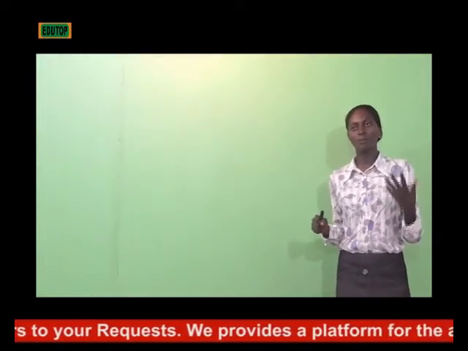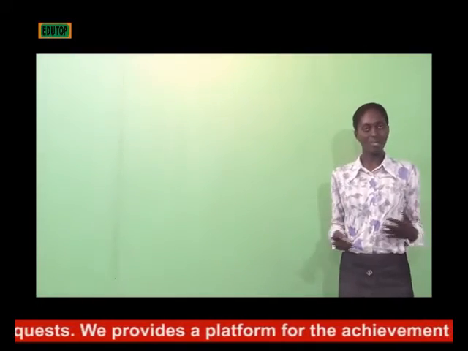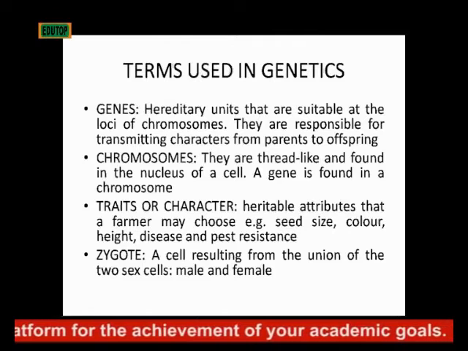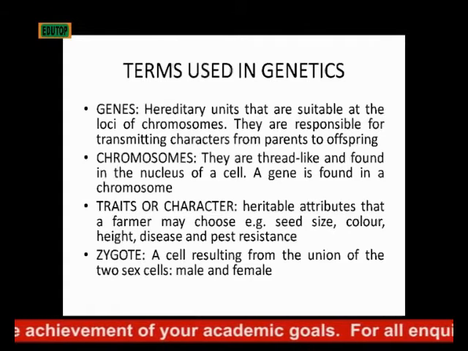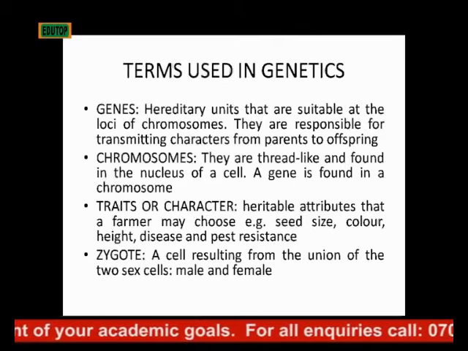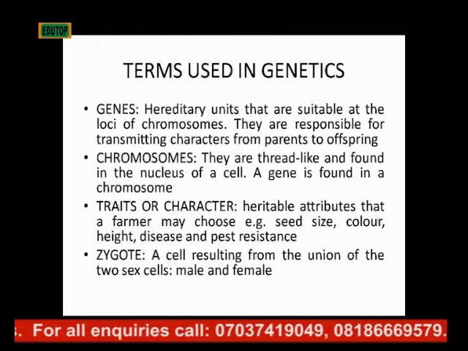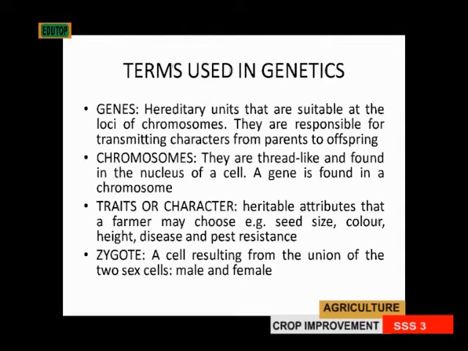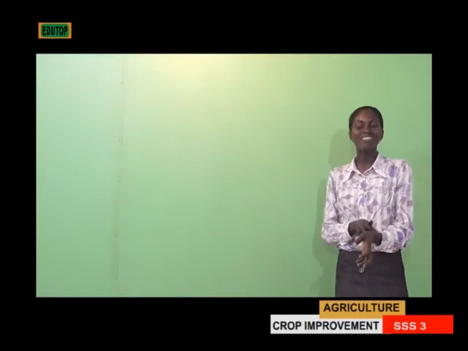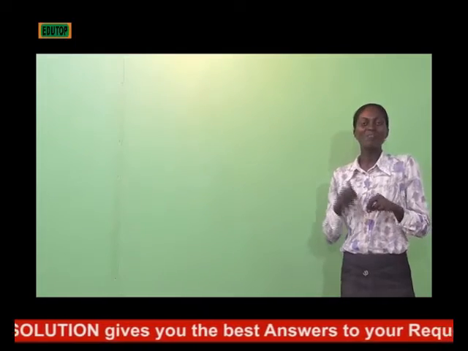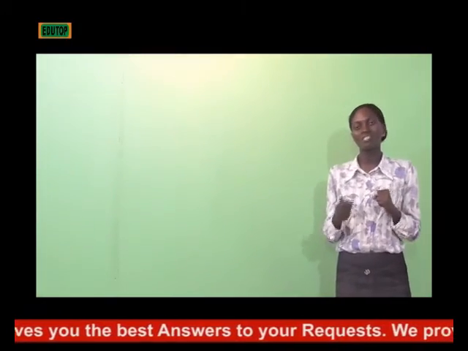Now, we move on to talk about genetics, because we are talking about breeding. First, I'll be talking about terms that are used in genetics. First is genes. Genes are hereditary units that are situated at the loci of chromosomes. They are responsible for transmitting characters from parents to the offspring.